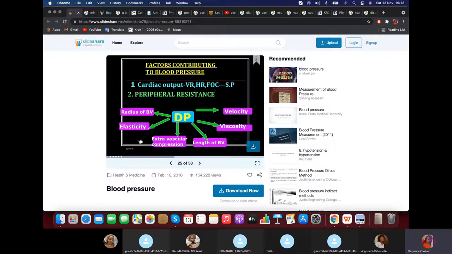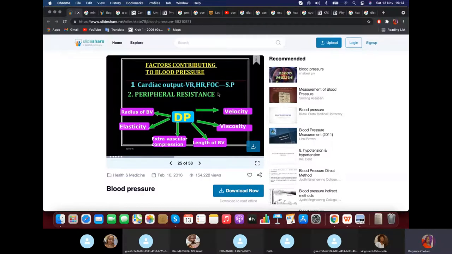Elasticity and compliance, what's the difference? Very important when we get to pathophysiology. Compliance means the ability of something to stretch or expand. But elasticity means the ability of something to resist stretch. So if you have a rubber band or a hair tie, when you open it up, it snaps back. That is elasticity. The snapping back is elasticity. But compliance is when you expand something and it doesn't snap back. So that's compliance. So know that.